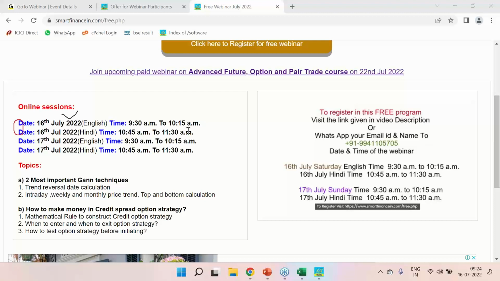So these two days cover very important concepts, and it is essential for any trader. Even if you know the Gann technique already, you must join this program. The reason is there will always be a refreshment. You will get refreshed, you will get some more clarity on the calculations, and you will become more optimistic on those strategies or methods.